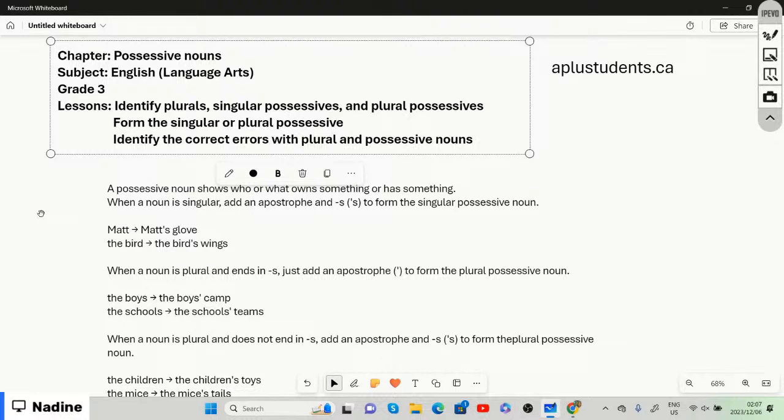And we are doing our lesson on aplusstudents.ca. So after this, we are going to aplusstudents.ca, and then we're going to continue our tutorial lesson on there.